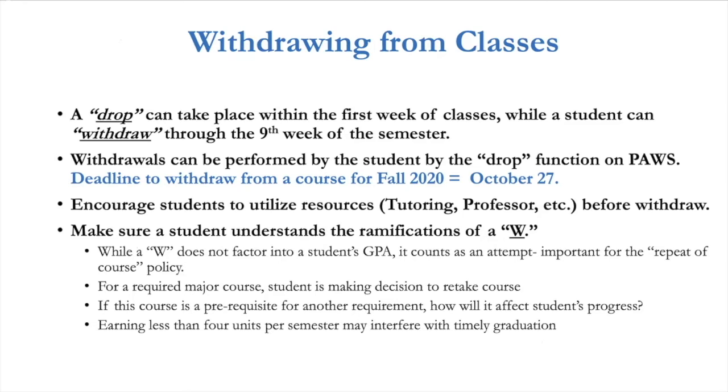Before a student withdraws, make sure you really talk to them about what that means. We want to make sure that they are utilizing all resources like tutoring center, office hours, and the Center for Student Success before they decide to withdraw. And also make sure they understand what it means to get a W on their record. A W doesn't factor into their GPA, but it does count as an attempt at the course. It also could alter the graduation timeline for the student, especially if it's a prerequisite for another requirement or a required major course because they're committing to retaking it.